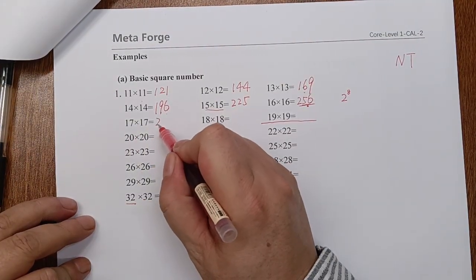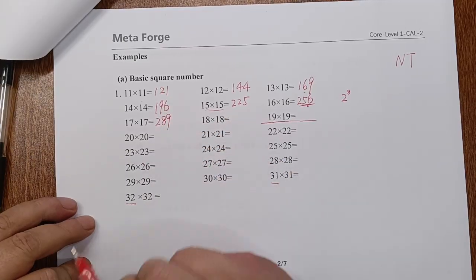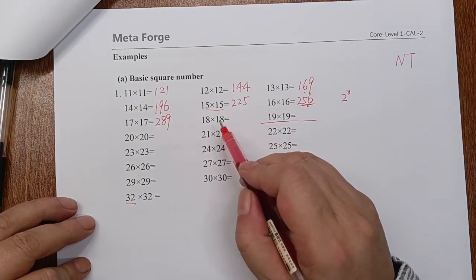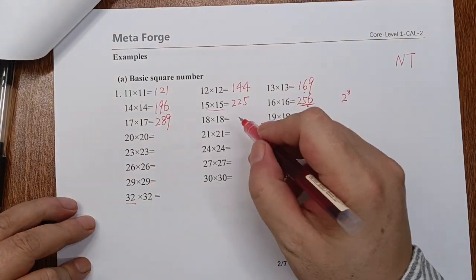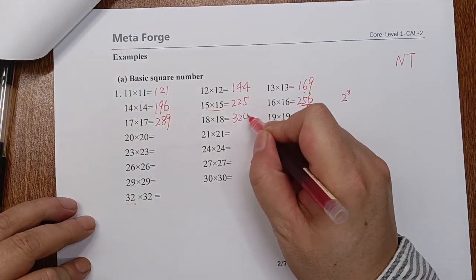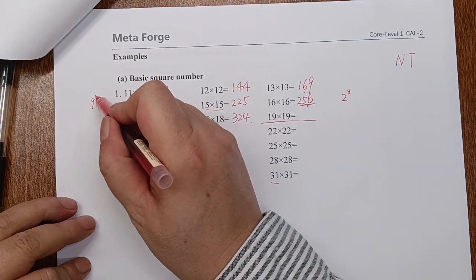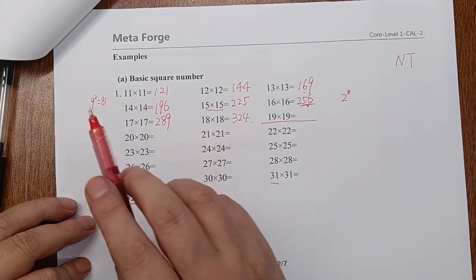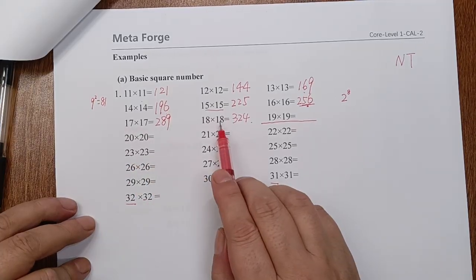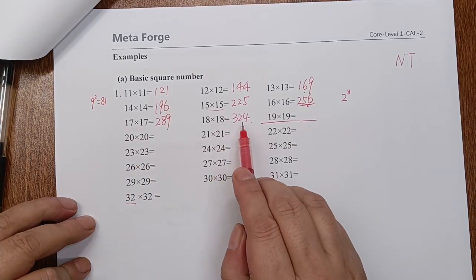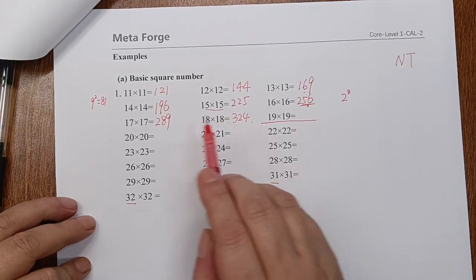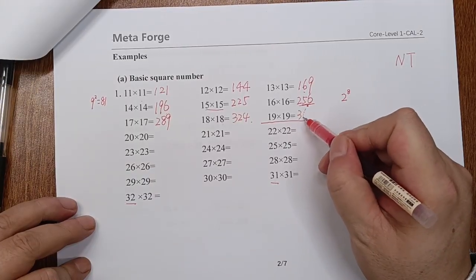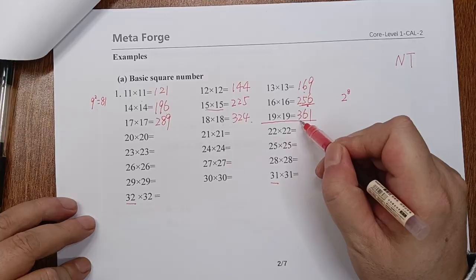This one, 17 squared is 289. 18 squared is 4 times 9 squared. 9 squared is 81, and because 18 is 2 times 9, after the square operation, 324 is 4 times 81. Here, square of 19 is 361.